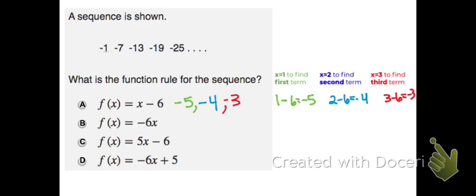No, negative 5, negative 4, negative 3. That is not what the first 3 terms are in this sequence. So we know the answer is not A. Let's skip down to C.